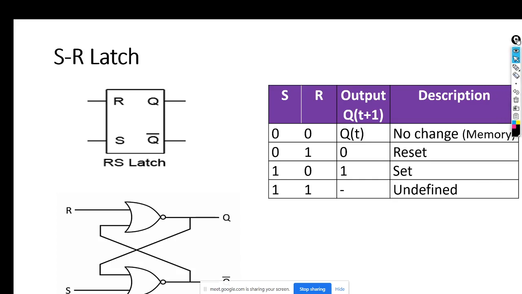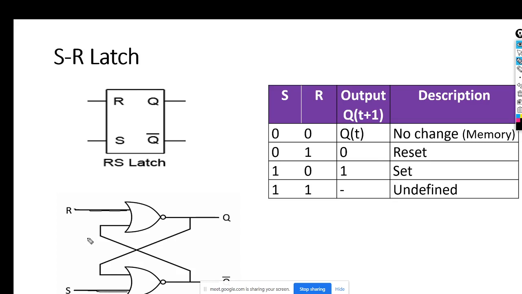Now let's see how the SR latch works. First let's look at the circuit diagram. It's a very funny, recursive circuit diagram. You can see we have the R and S here, and two NOR gates. One of the inputs is R, and for the other NOR gate, the input is S.